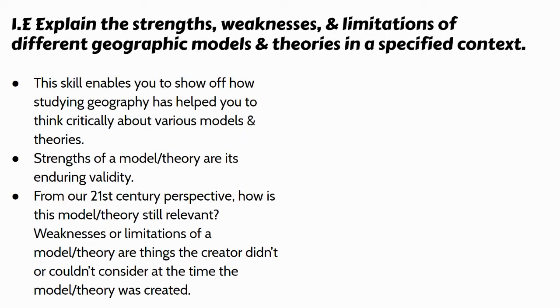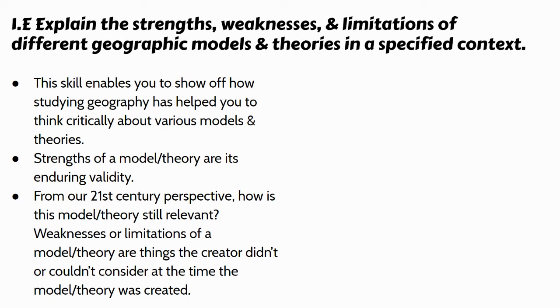Okay, last one. Explain the strengths and weaknesses and limitations of different geographic models and theories in a specified context. So this is the unicorn point. We talked about this already. This is like taking explain and making it just a little bit harder for you. So this is a skill that enables you to show off how studying geography has helped you to think critically about various models and theories. So it's not just about knowing the models, but it's being able to evaluate the models as well.